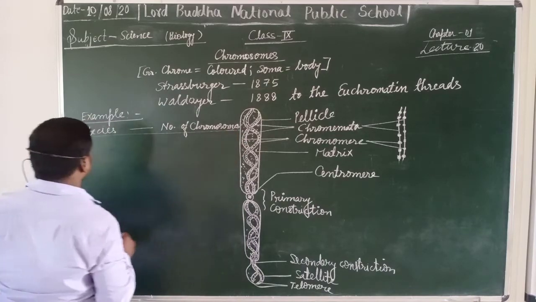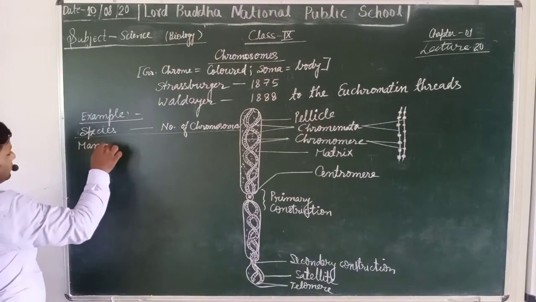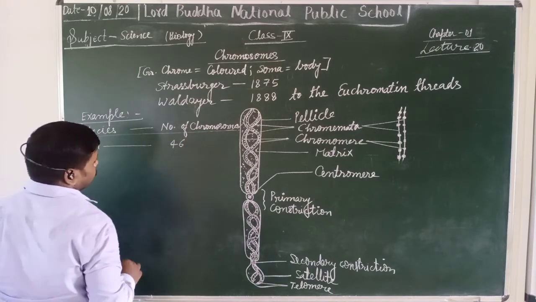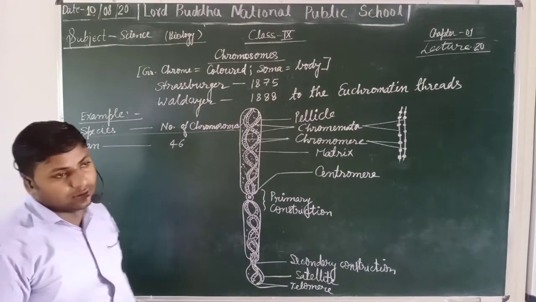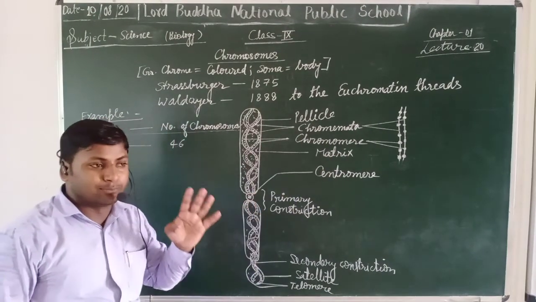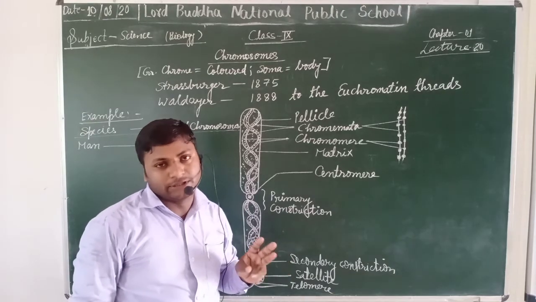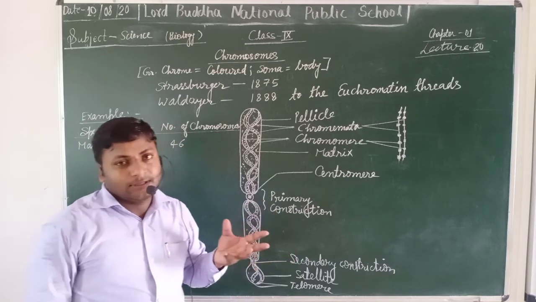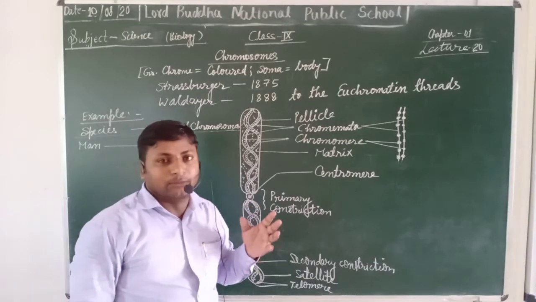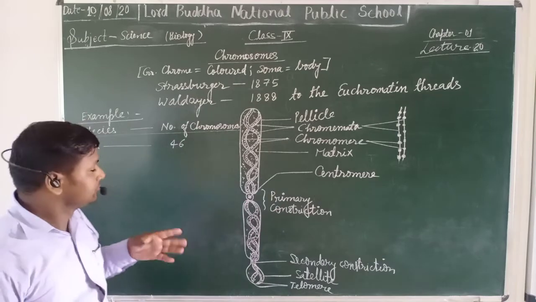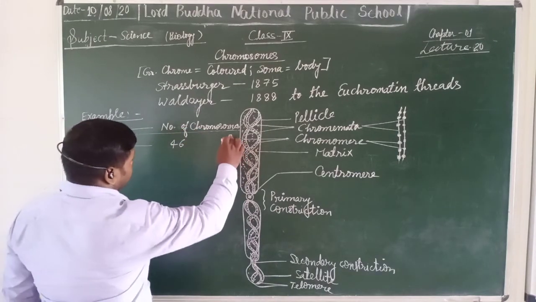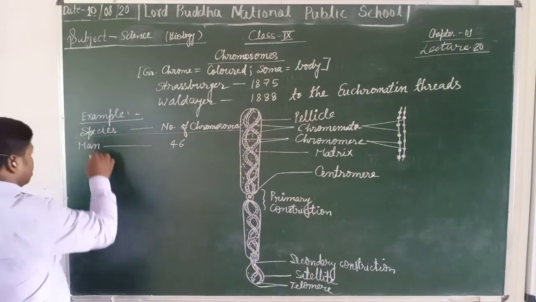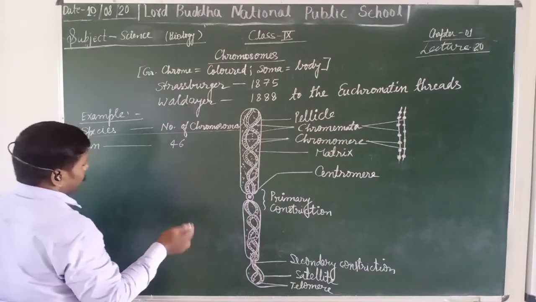If you are talking about the number of chromosomes in humans, then there are 46 chromosomes found in our body, in which 22 pairs, it means 44 chromosomes, are autosomes, and the last, the 23rd pair, is the sex chromosomes that determine the sexes in organisms. More about the autosomes and sex chromosomes in ahead lectures.